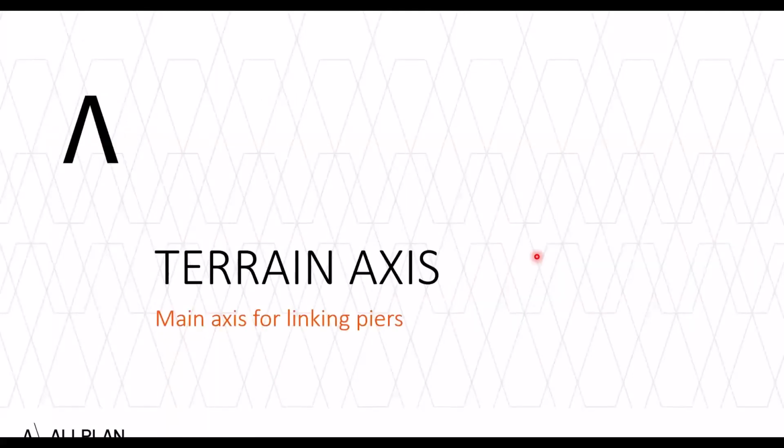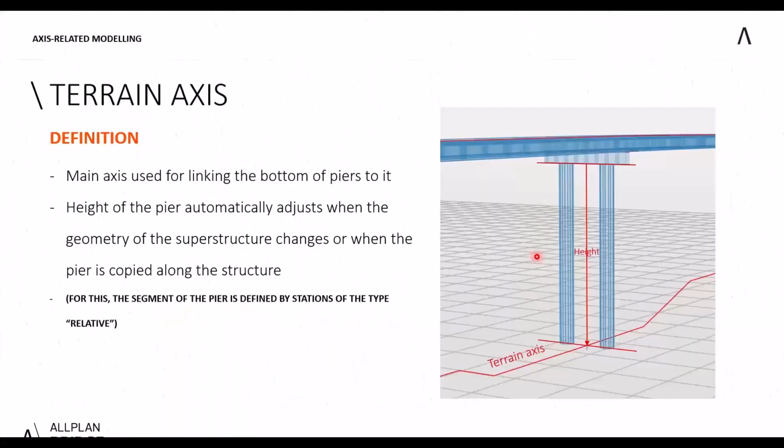And the final axis, I call it here the terrain axis. This is again a normal axis, so this is not a special axis type. It's just a normal axis that we use for a certain purpose. And in this case, the idea is that I have the height of my terrain defined in one axis, and I can link the bottom of the piers exactly to this axis.